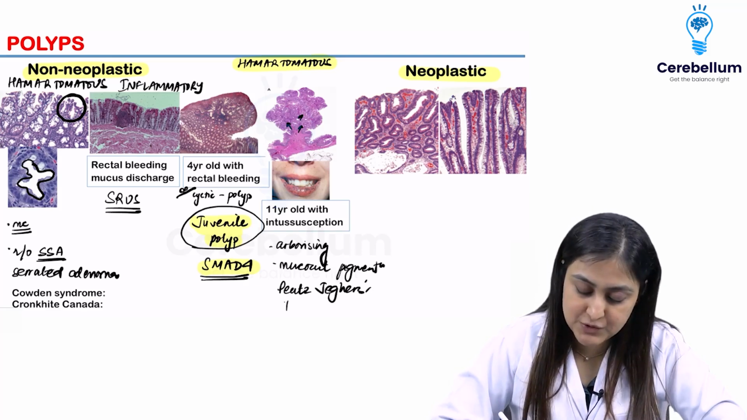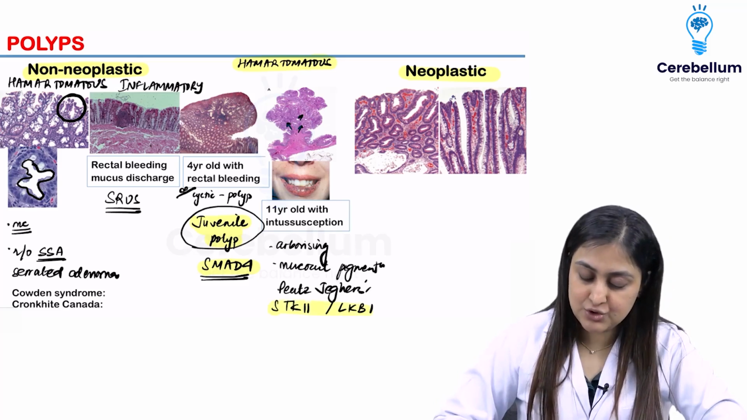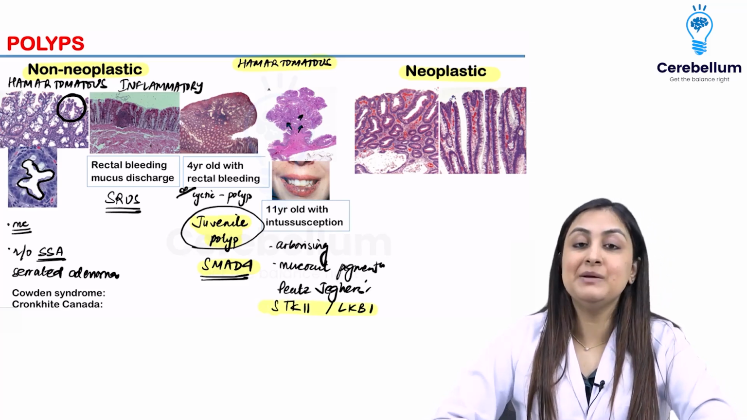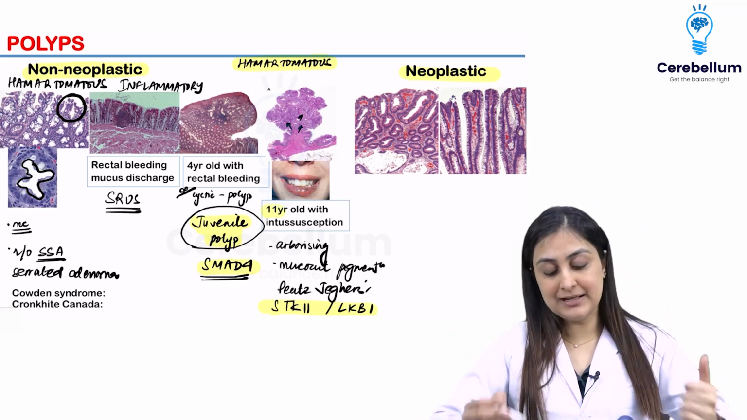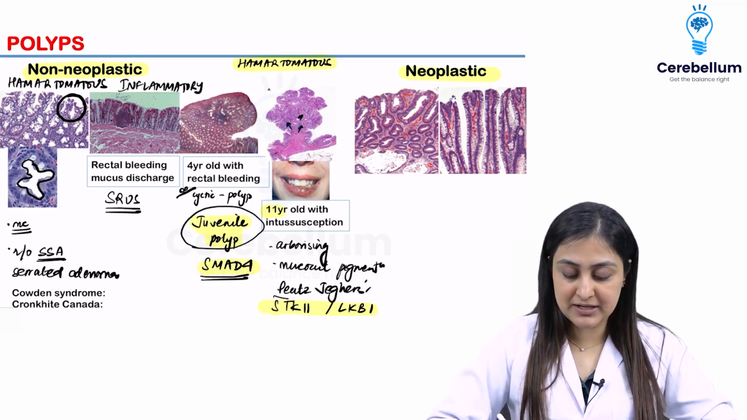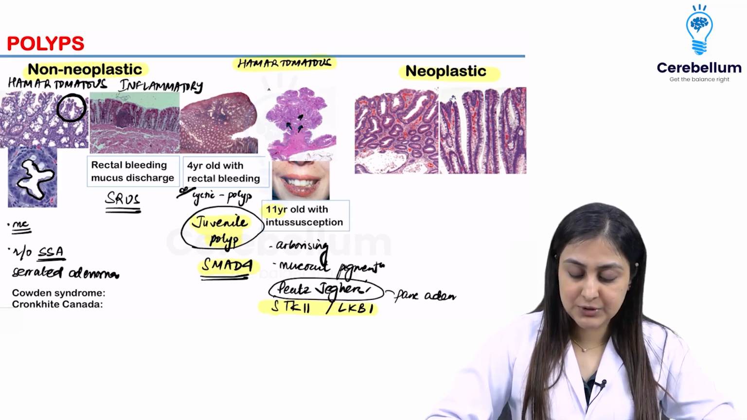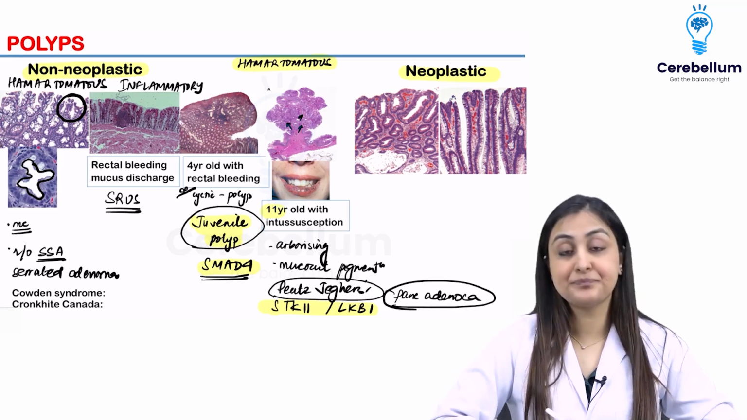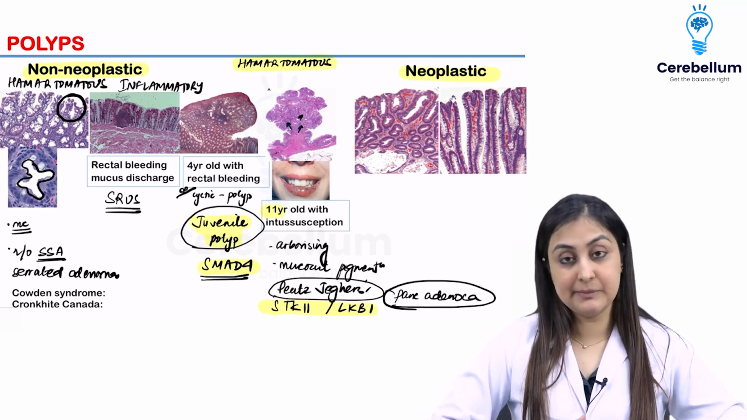The importance of this, you can remember one more thing, is the mutation STK11-LKB1. Alright, so STK11-LKB1 you can remember from the 11-year-old presentation. Okay, and you want to remember Peutz-Jeghers has the highest risk of pancreatic adenocarcinoma. Okay, so pancreatic adenocarcinoma, it has a 100% increased risk. Okay, very, very important.